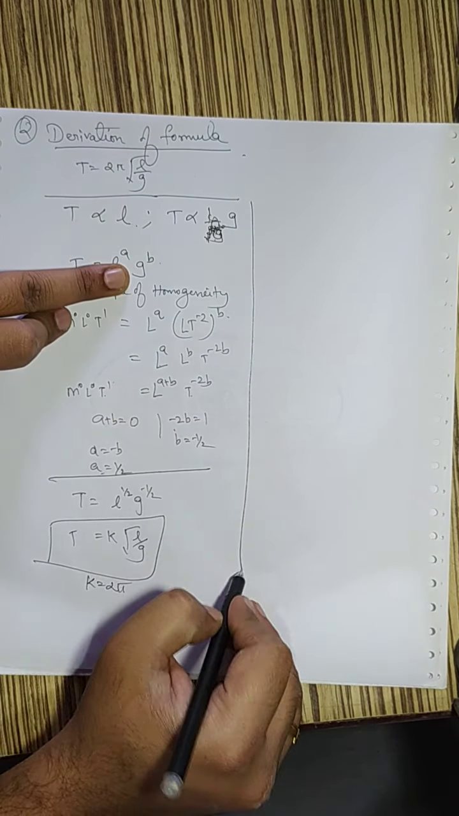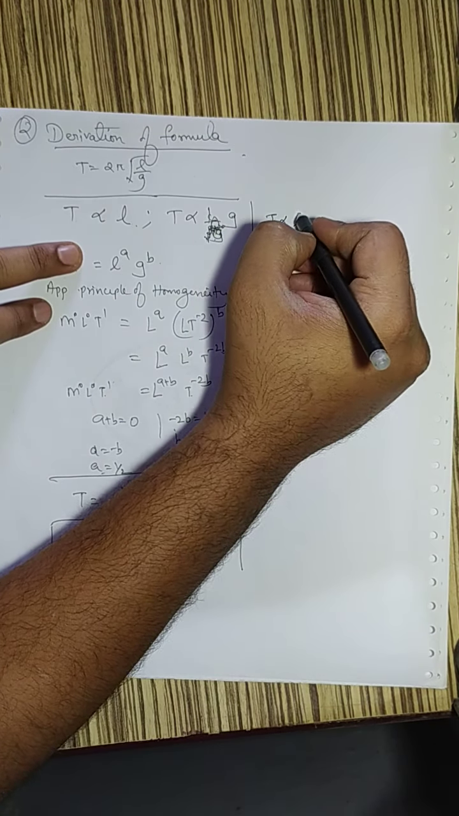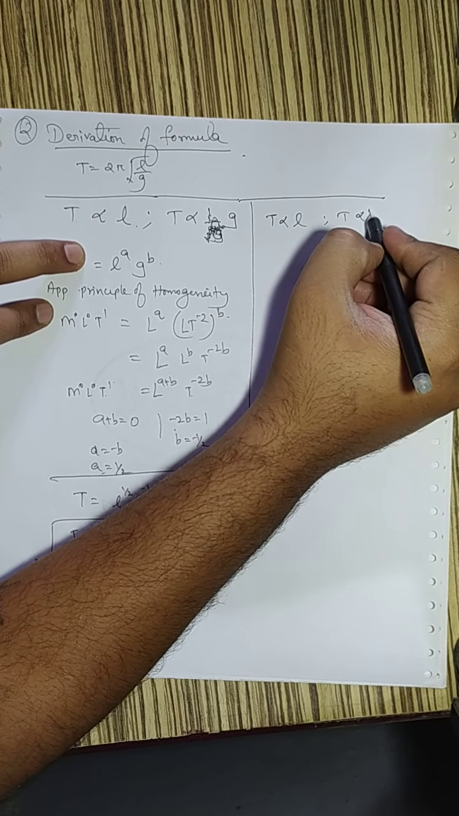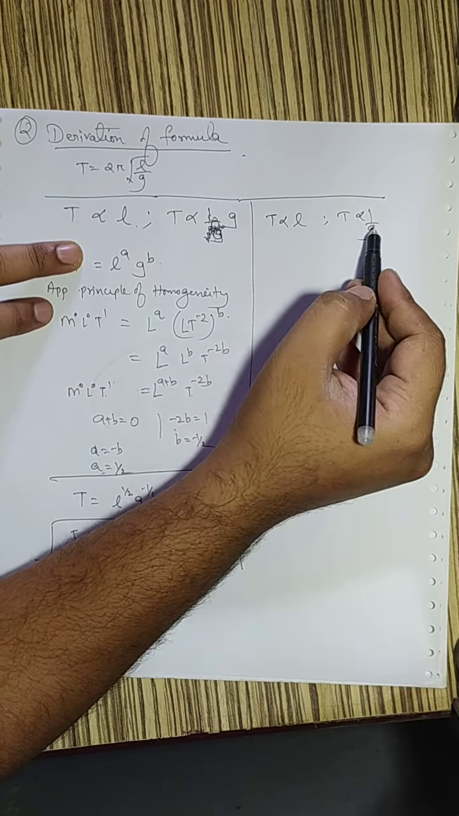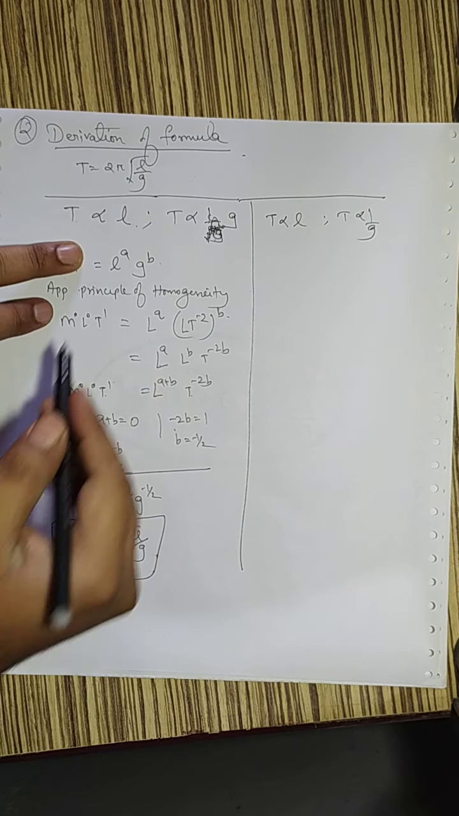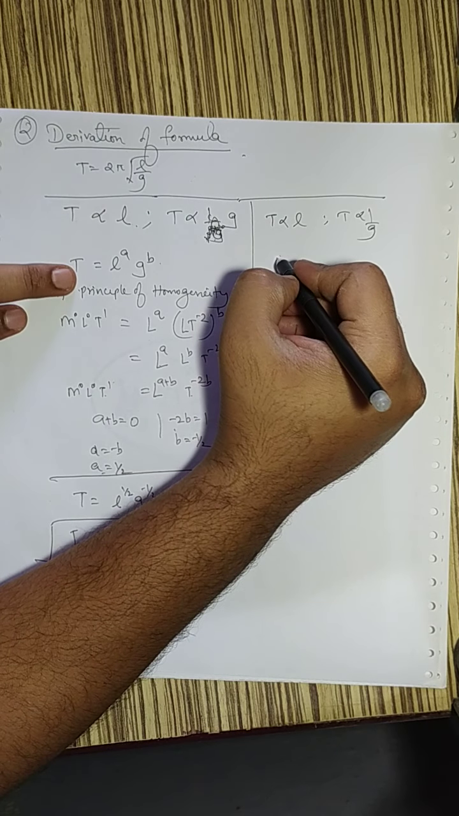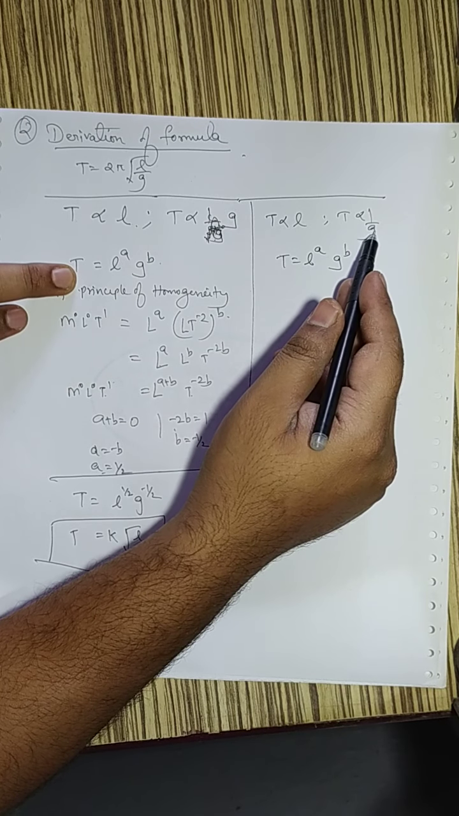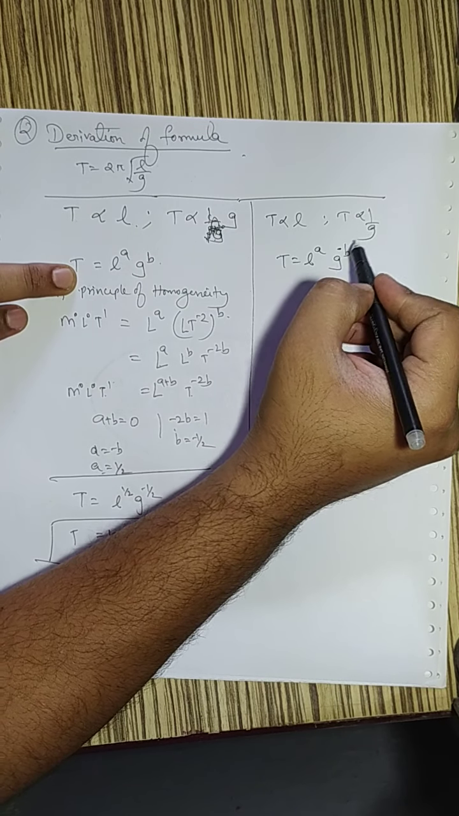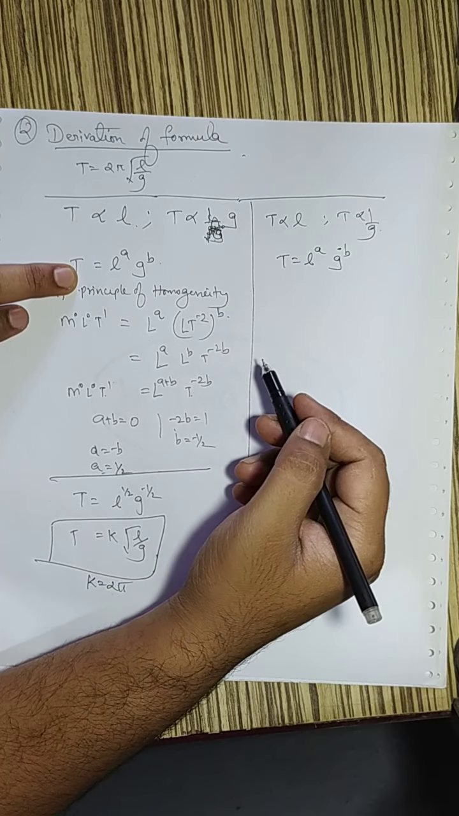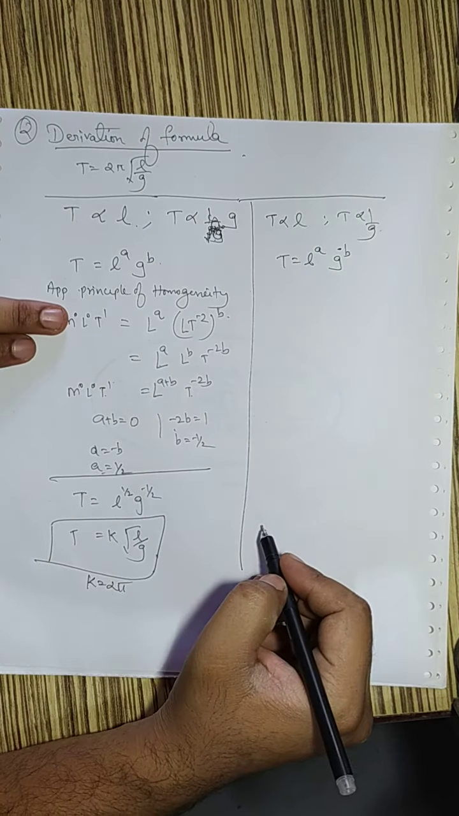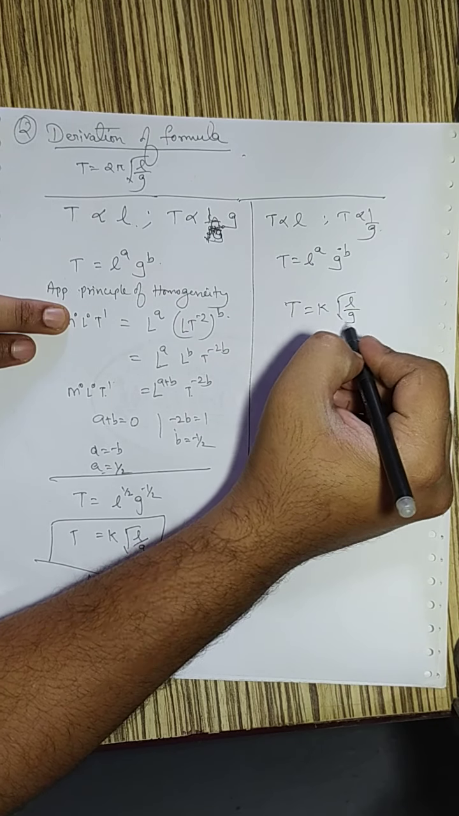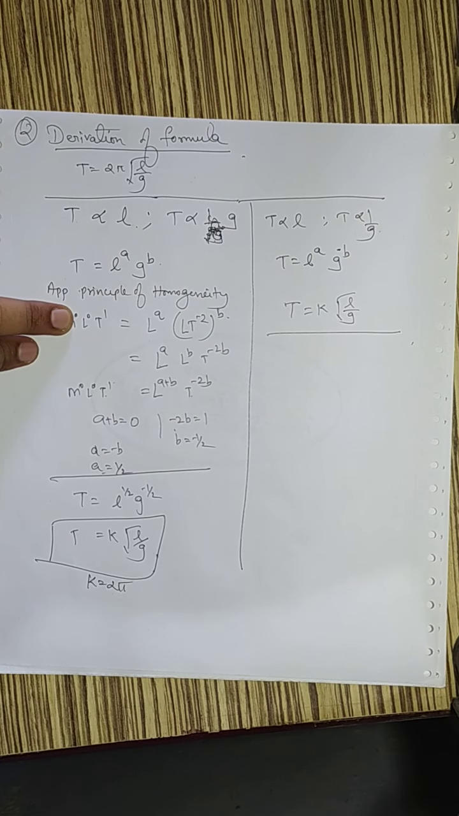Let us say the same question we do in some twisted way. Suppose it is given that the time period depends upon L, and the time period is inversely proportional to g. Then to find the value of the time period, we can again take L to the power A and g to the power minus B. We take it to the numerator, so it will be minus 1, so minus B. Now if we proceed further, again we will obtain the time period as K root L by g. You can cross check for yourself.